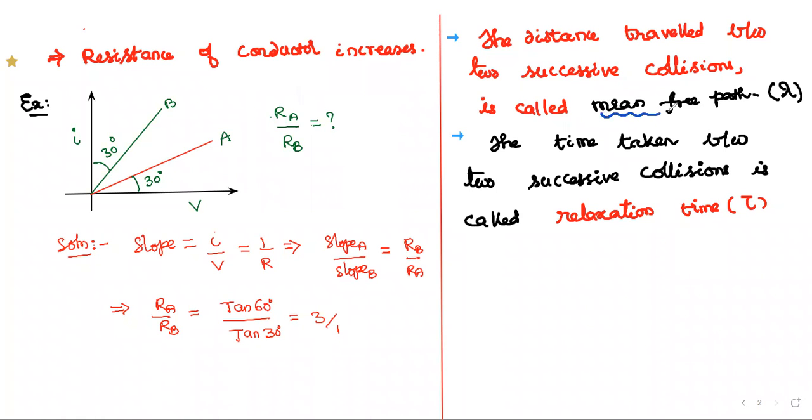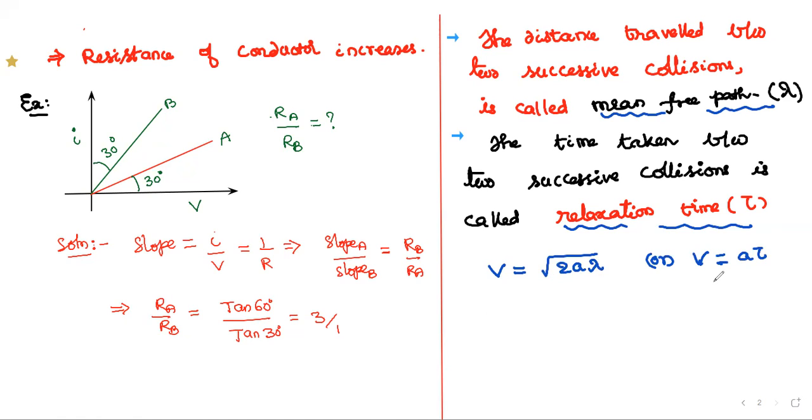So either you know the mean free path or the relaxation time, you can find the velocity. So V equals either root of 2A lambda, or with relaxation time, V equals AT, that is A into tau. Generally, I prefer the second equation. Why? Because there is no square root for simplification. That's why I go with relaxation time.